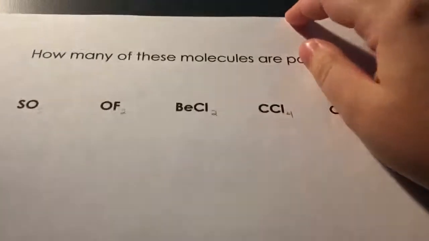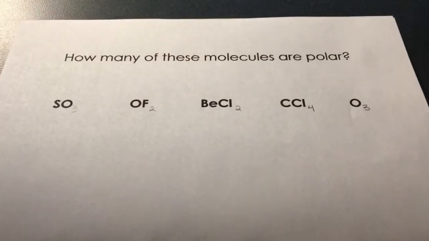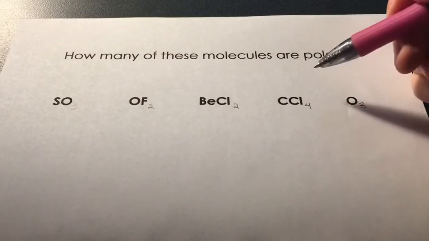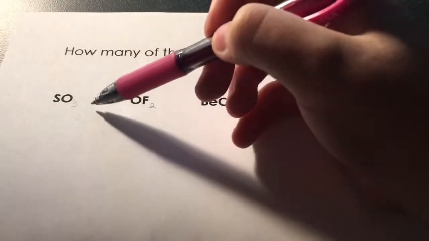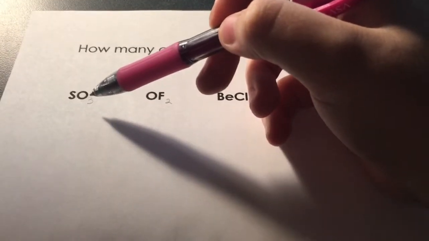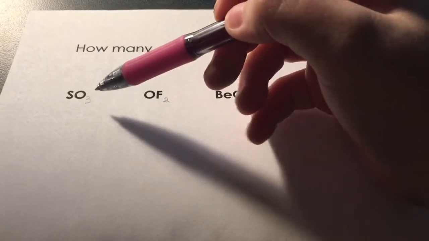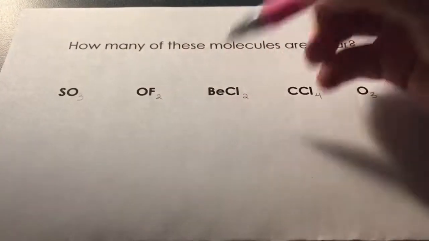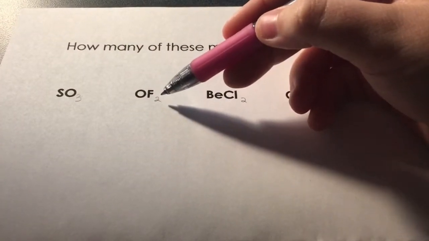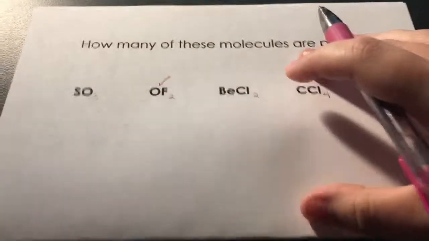Okay, now wrapping this up, let's go back and answer these questions. So going through, how many of these molecules are polar? So let's go to SO3. Was SO3 polar? No, it was nonpolar. So we leave it as is. Okay, OF2, was it polar? Yes, it was. So we put a little check mark.